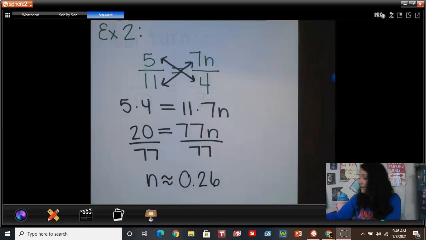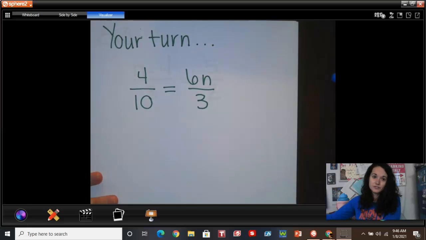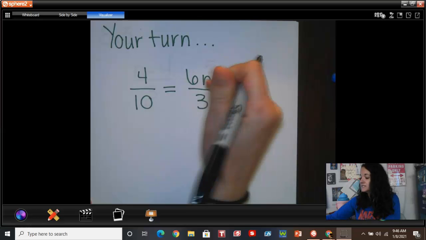Works for me. Again, if you're doing the Edpuzzle, it is now your turn to solve for n. When we have 4 over 10 is equal to 6n over 3.